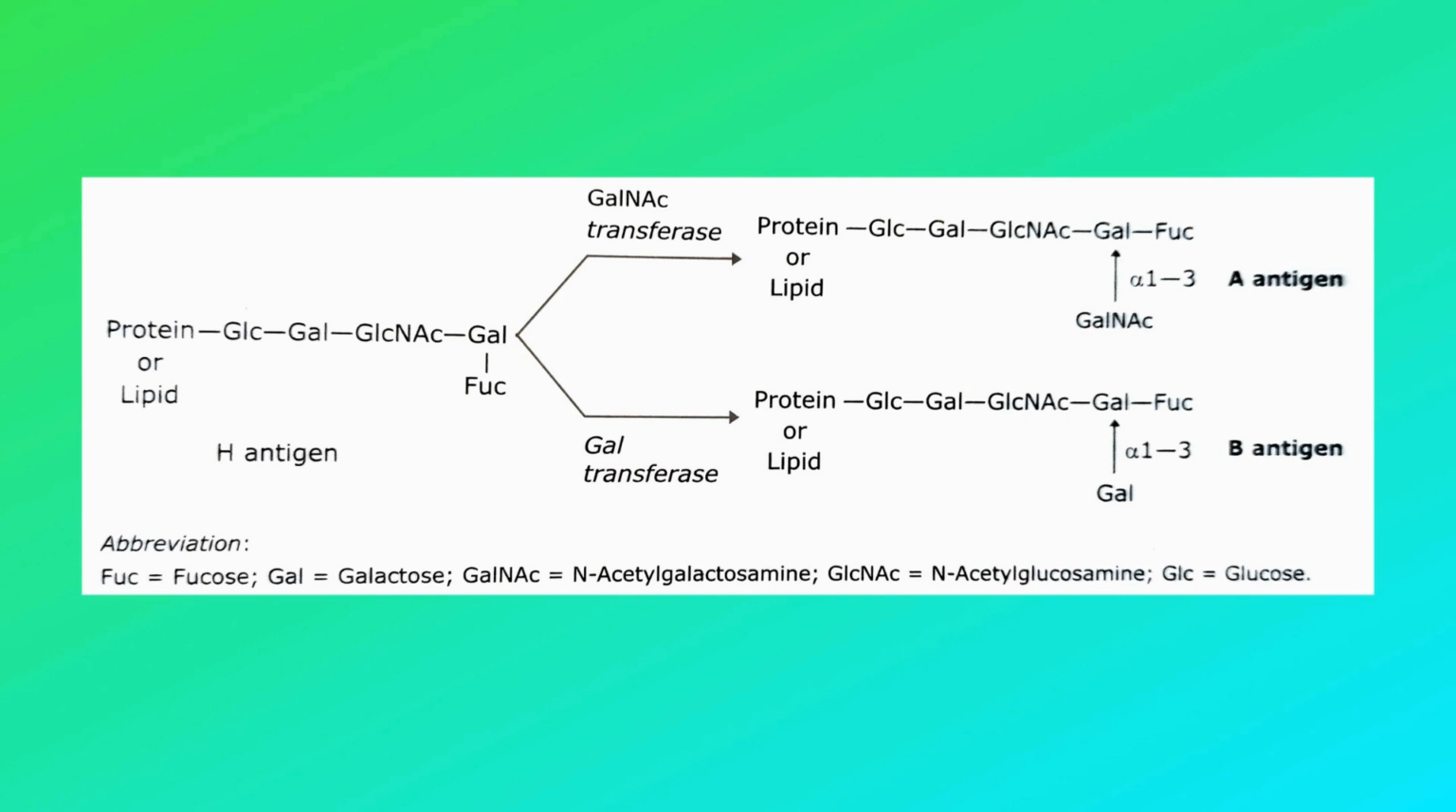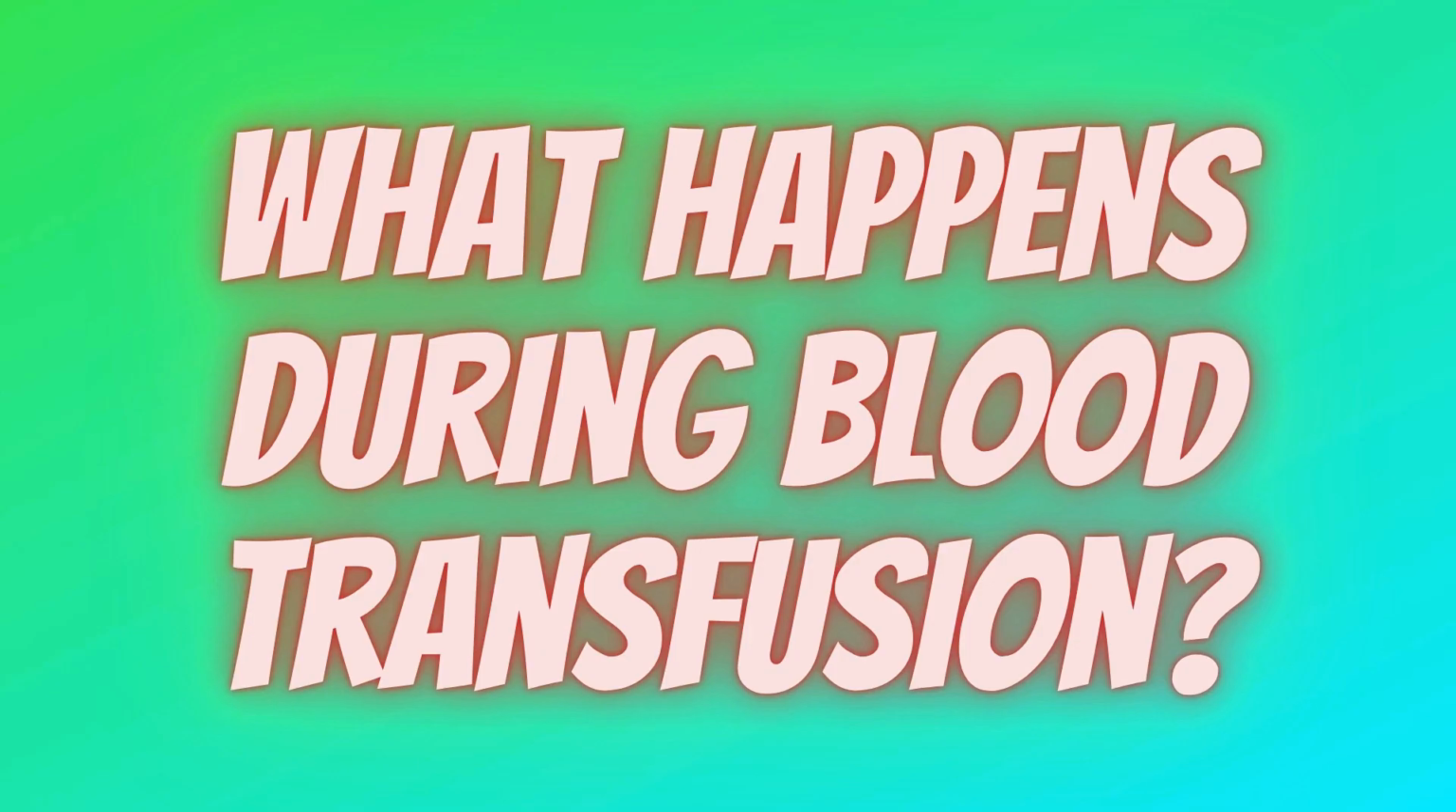What happens during blood transfusion? Why do we need to take special care during blood transfusion? It's because we need to make sure that the blood that is to be transfused does not carry the antibodies corresponding to these antigens present in the patient. If there is a cross match, then there will be a possibility of blood agglutination.